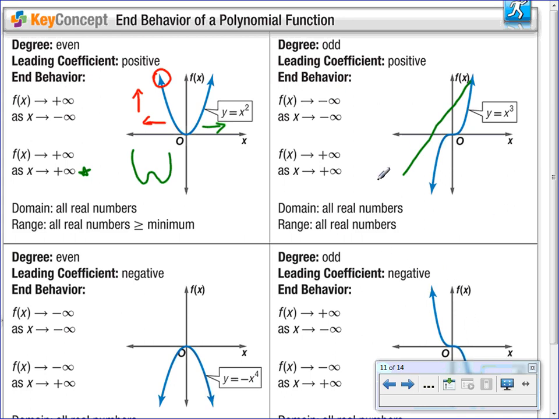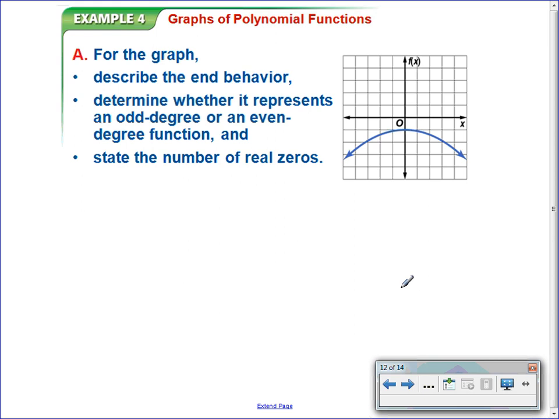Now let's take a look at our end behavior on this one. Okay, we're going to start over here as x is decreasing. That's this one right here. Notice, as x is decreasing, y is decreasing also. That's what that means. As x is increasing, y is increasing. So this will tell you basically about the end behavior of polynomial functions. It will help you to solve problems.